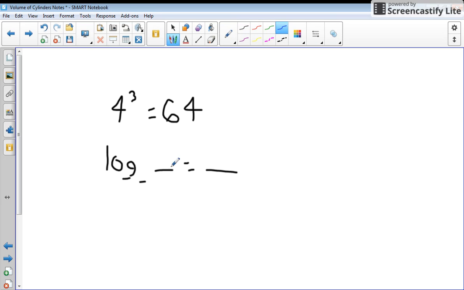If you did that one correctly, you should have log base, and again, base is the same as the base of your exponent. It's log base 4. Your exponent always goes over here, which leaves log base 4 of 64 is equal to 3. If you type that in a calculator, that will confirm that.